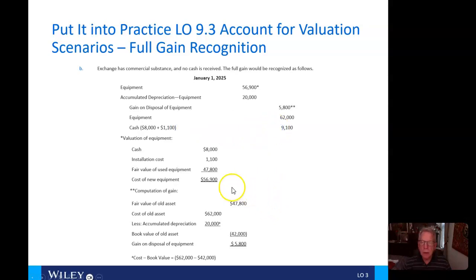So the valuation of this 56,900 is going to be the 8,000 cash, the installation cost of 1,100, plus the fair value of the used equipment, 47,800, and that gives me the cost of the new equipment.